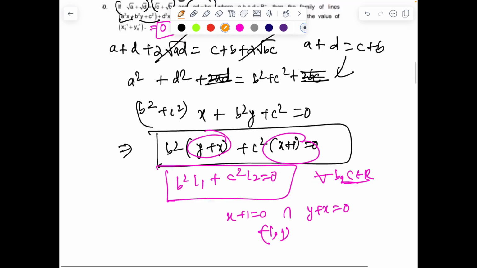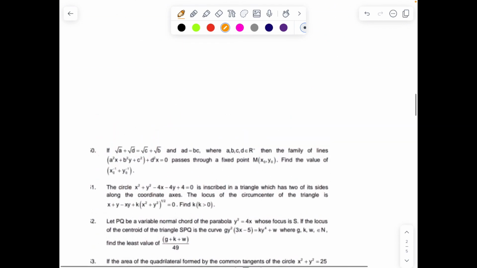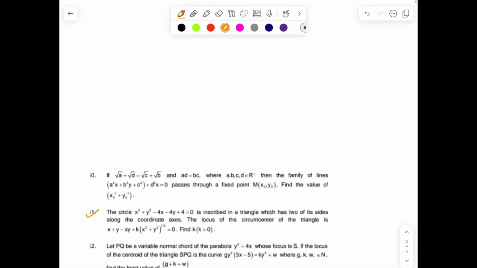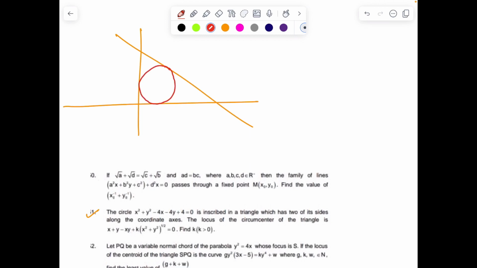Let's move to the second question. So here is the second question. The circle is inscribed in a triangle with 2 of its sides along the coordinate axes. So this rough diagram is going to be this. Locus of circumcenter of the triangle is needed. Now we know, since the circle is already fixed, this line will keep on changing. The center of the circle is 2, 2.